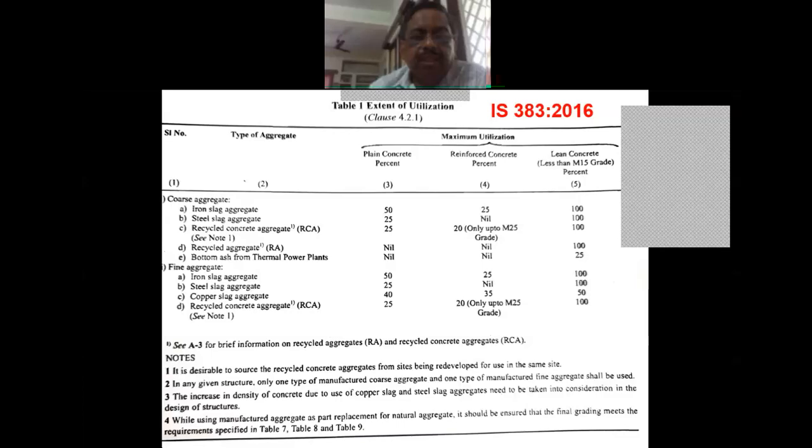But research is going on to use it 100%. And some of the results that I'll present are up to 50% and 100% replacement of natural aggregates. And other aggregates also, like steel slag aggregate and copper slag and other things, have been recommended for use in IS 383 codal provision on aggregates.